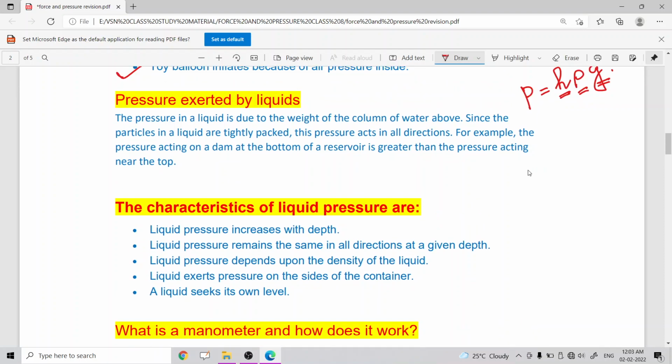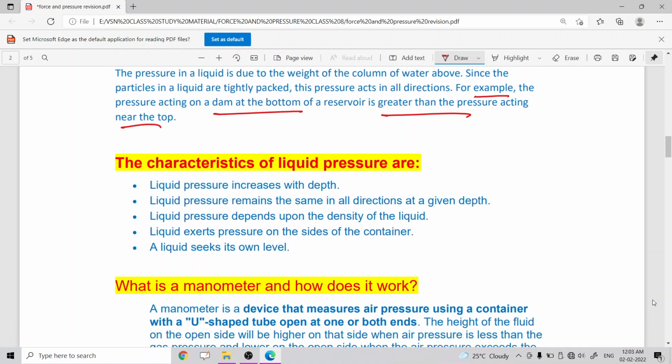For example, the pressure acting on a dam at the bottom of a reservoir is greater than the pressure acting near the top. That means if we go down a dam, the depth increases. That is why the pressure of the liquid or water also increases. That is why we make the dam broader at the bottom; the width at the bottom of a dam is greater.